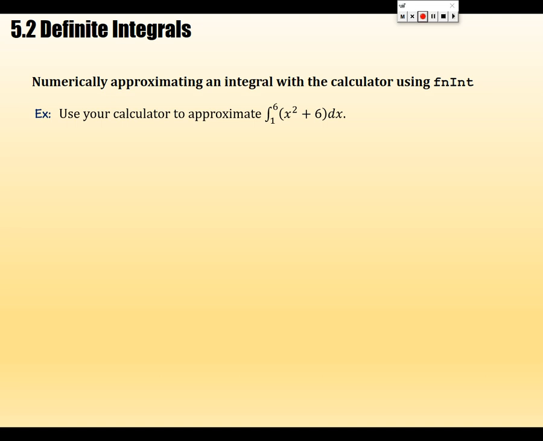I'd like to now show you how you can evaluate this. We'll put away the old program and won't ever really need it anymore. We have a better function in the calculator. It's called fnint, and I'm going to show you what it does. We'll approximate this integral together.